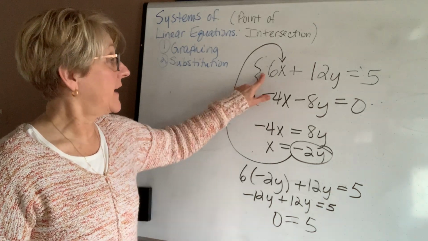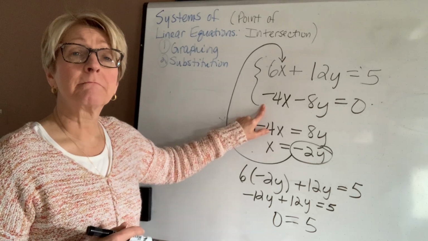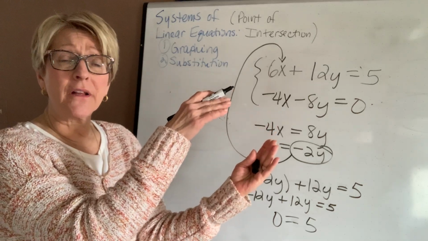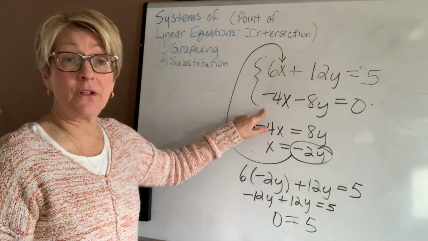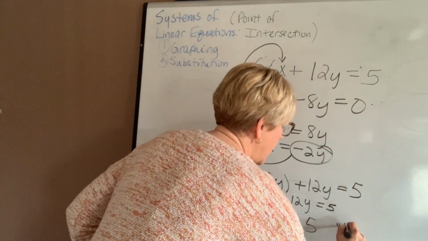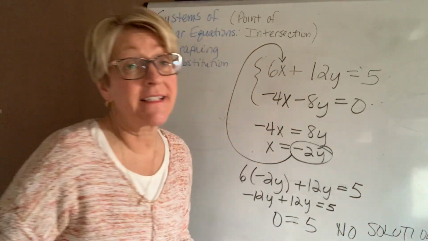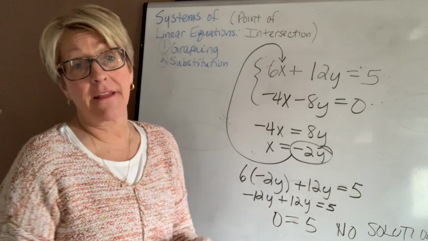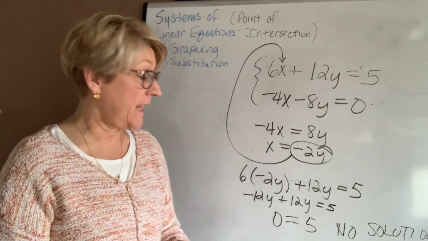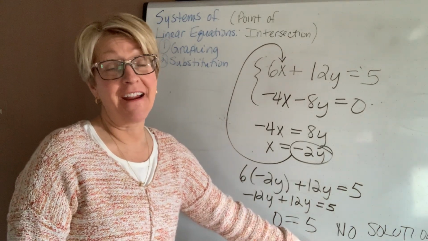Because if I came back up here and put them both in slope-intercept form, what would happen? They're parallel. The only time there's no solution is when they're parallel. So they would have the same slope but different y-intercepts. Okay? So this is a no solution. I don't want you to say, oh, the answer is that they're parallel. No, I want you to say that because they're parallel, the answer is no solution. Okay? All right. Thank you.